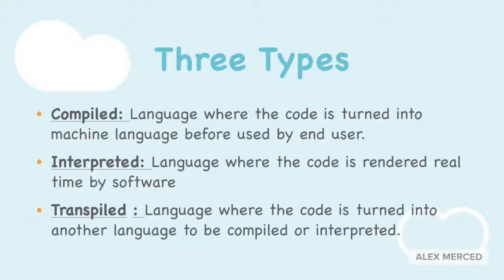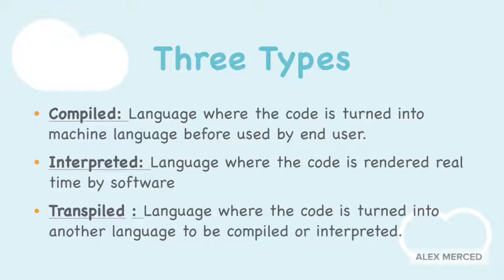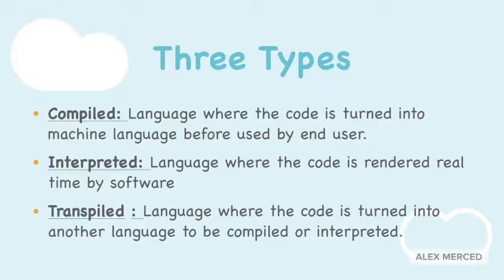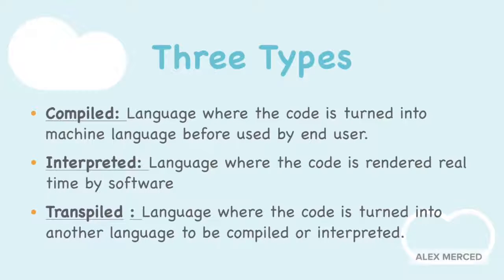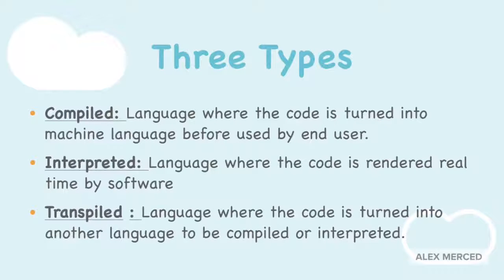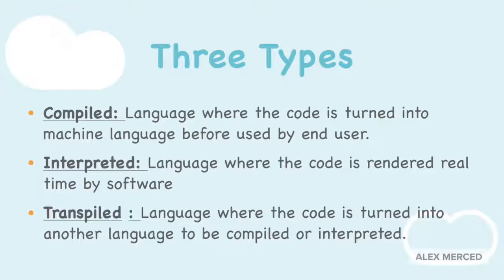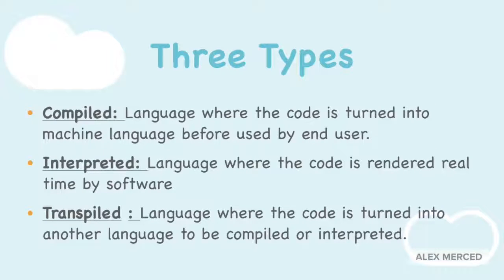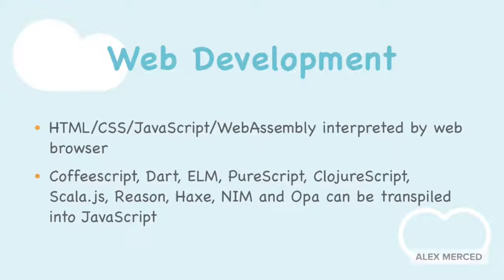In general, most programming languages fall into one of three categories. They're either compiled, which means a compiler will turn them into machine language, which then is used as a binary by the end user. Interpreted, where it is interpreted on the fly, so basically it doesn't get turned into a separate binary file. Or transpiled, where it gets turned into a different language, which then may be compiled or interpreted. When it comes to web development, browsers can interpret HTML, CSS, JavaScript, and WebAssembly.